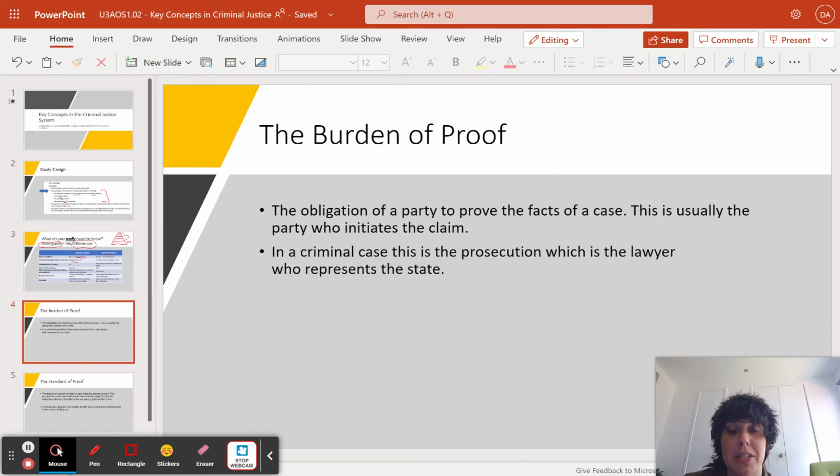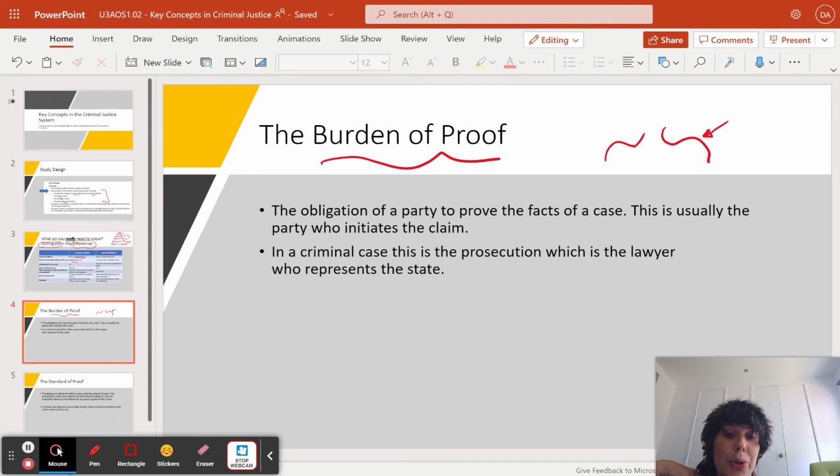Okay, the next key concept is the burden of proof. And the way I like to remember this is shoulders of a person. Okay, burden on someone's shoulders or something that's heavy. So a burden of proof is the obligation of a party to prove the facts of the case. So who must prove that the accused is guilty beyond reasonable doubt? This is usually the person who initiates the claim, and in a criminal case, we call this person the prosecution, which is usually the lawyer representing the state. Okay, so it is the party who is involved in proving the facts of the case, which is why I like to think of shoulders, because you think about who has the burden.